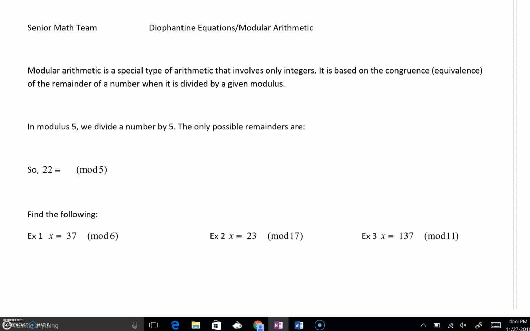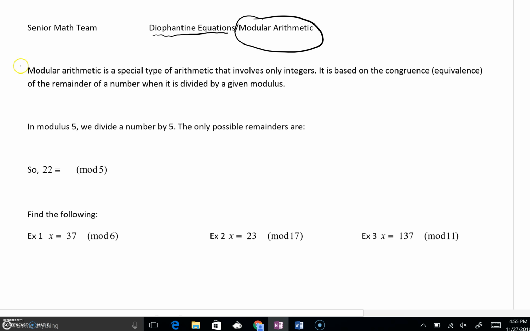Diophantine equations would be the topic that we have for our third contest for math team this year. We will introduce Diophantine equations a little bit later, but in fact, to really understand them and how to solve them, we're first going to have to talk about modular arithmetic.